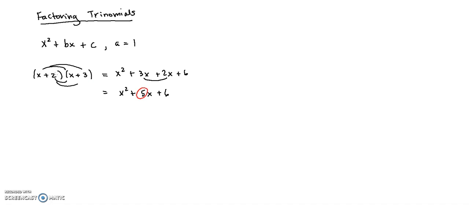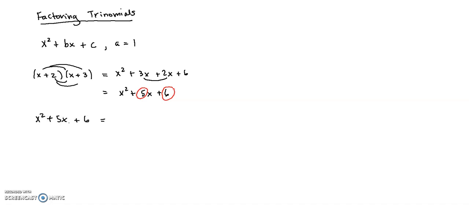Remember that the middle term should be the sum of the two numbers in x plus or minus a number. So 2 plus 3 is 5, and 2 times 3 is 6. That comes from the O and I combining to give us the middle term, and then the L, the last two, 2 times 3, combining there. So when we're factoring trinomials like this, we're doing the reverse of FOIL.